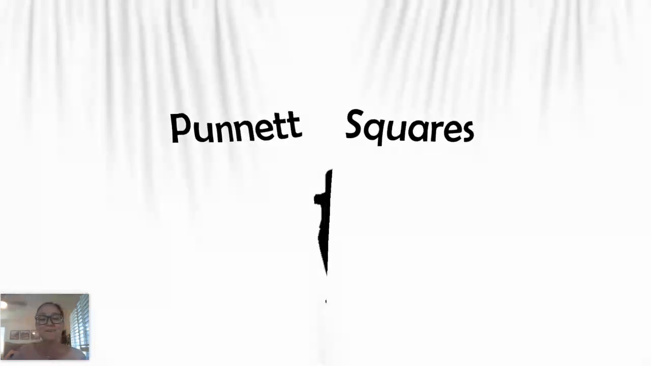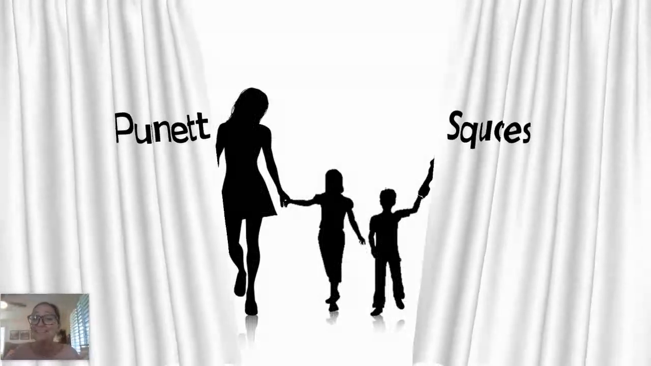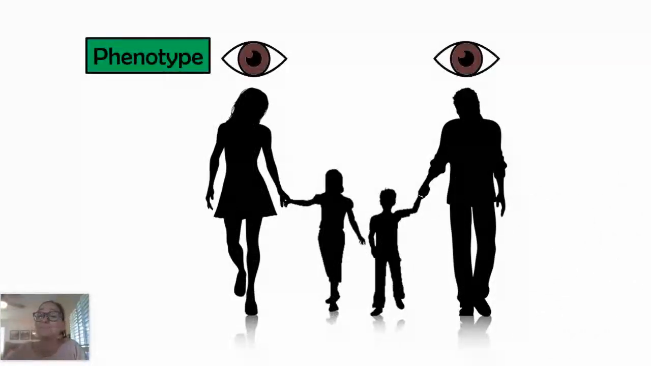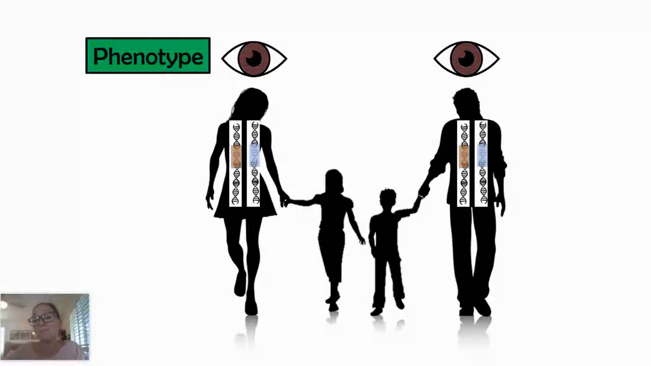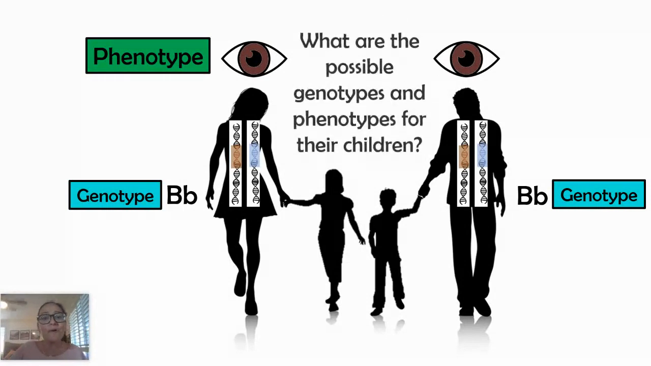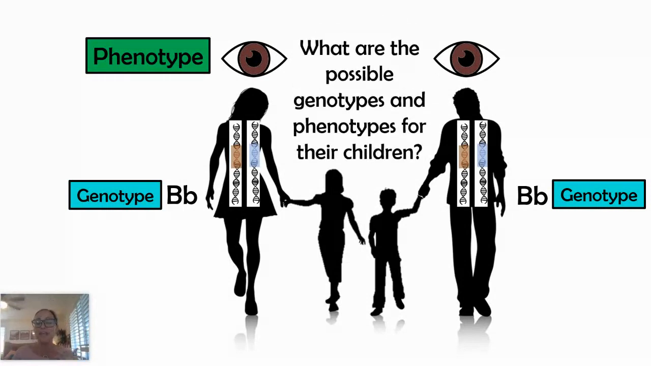So let's go back to that family that I started my last video about phenotype and genotype with. Let's pretend that these two parents both have the brown eye phenotype. So they have brown eyes as their phenotype, but their genotypes are that they're both heterozygous. Now, what are the possible genotypes and phenotypes for their children? By the end of this video, you'll be able to answer simple genetics questions like this.